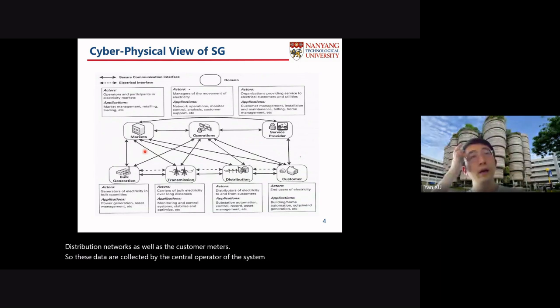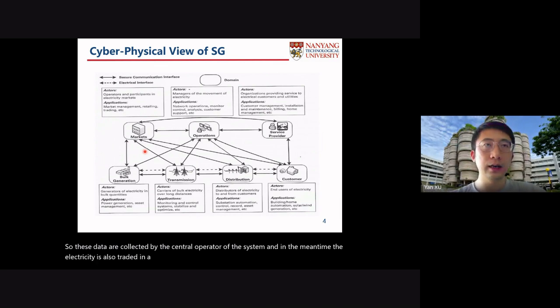And in the meantime, the electricity is also traded in a market. I'm not sure whether India has an electricity market, but in Singapore, we do have a wholesale electricity market. In order to participate in this market, the power plants have to bid to sell electricity. And the retailer will also buy electricity in the market and sell it to the customer. All of this market transaction has to be based on real-time, accurate, and reliable communication. So you can see that the market is exchanging information and data with the generation plant, power grid, as well as the retailer and the customer.